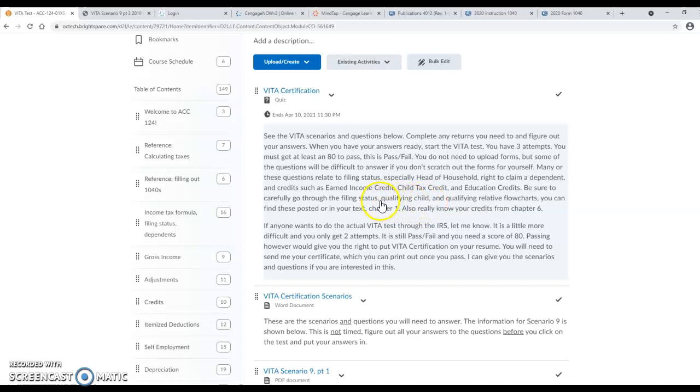So the question may ask, what is their filing status? Or the question may ask, can they claim head of household? Yes or no. Or what is their filing status, and they give you multiple choices. But once you've gone through all those scenarios and you've fully written in your notes about what your answers are, then you should be able to get in here and do well.